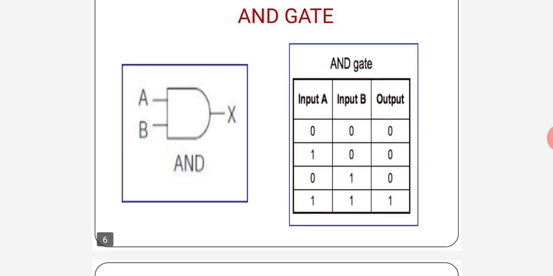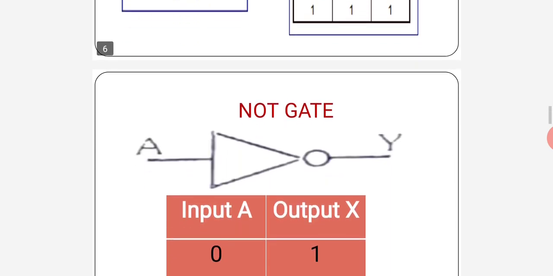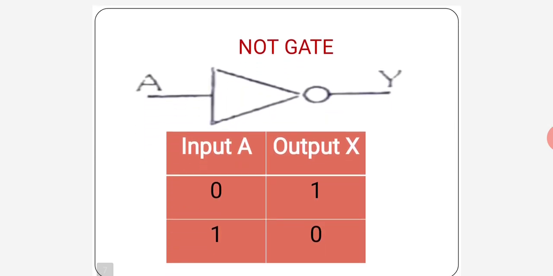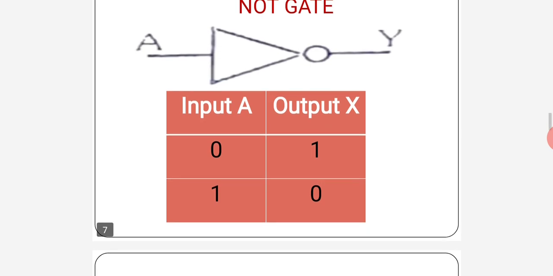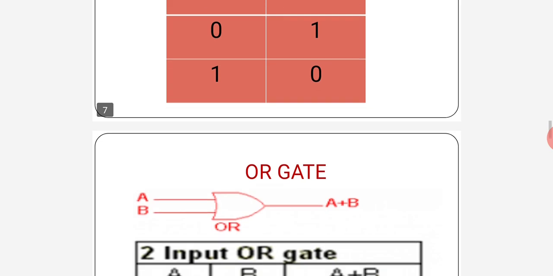Like I said before, the inputs A and B are the same. They are standard for all the gates with 2 inputs. Now let's look at the NOT gate. Like I told you before, the NOT gate is the only gate that has 1 input and 1 output. Now look at this, input A. If it's an inverter, if the input is 0, the output should be 1. And if the input is 1, the output should be 0. So it's a very straightforward gate.